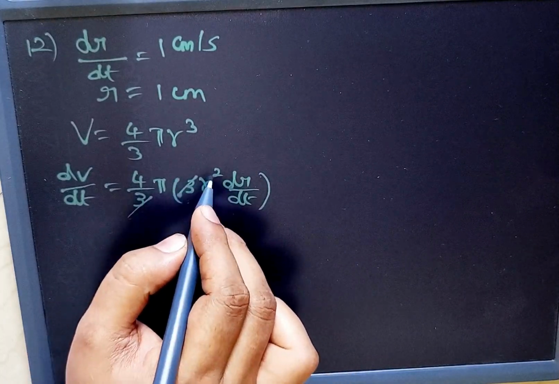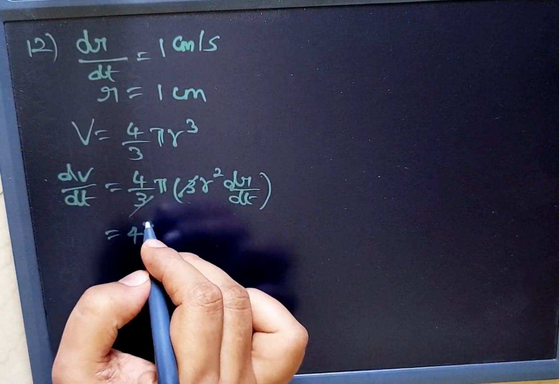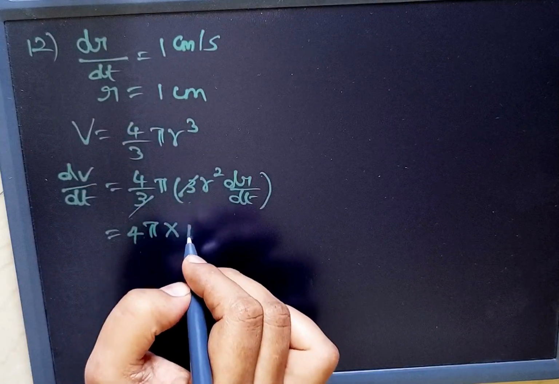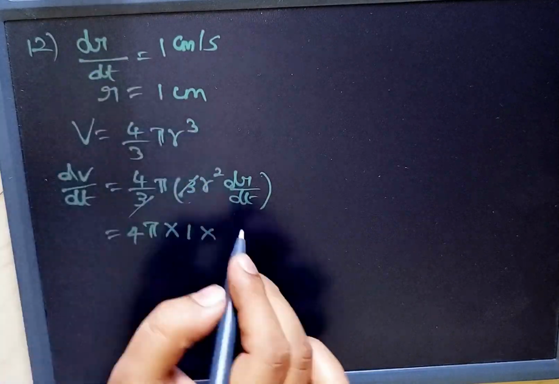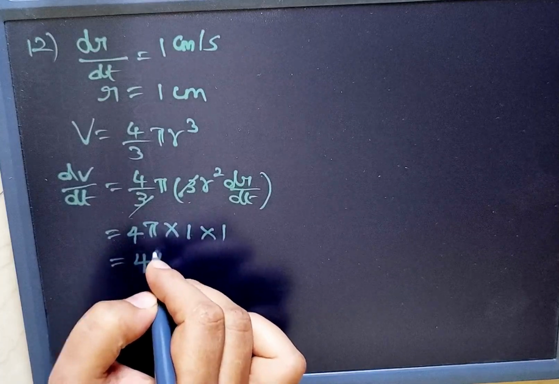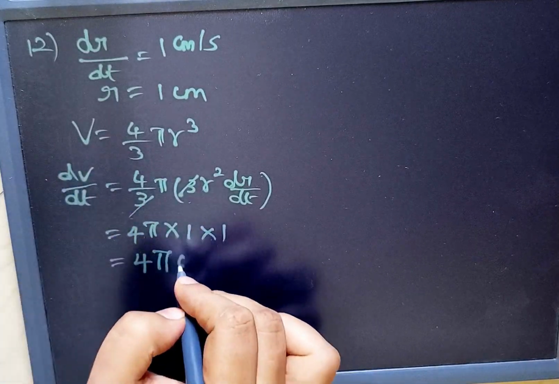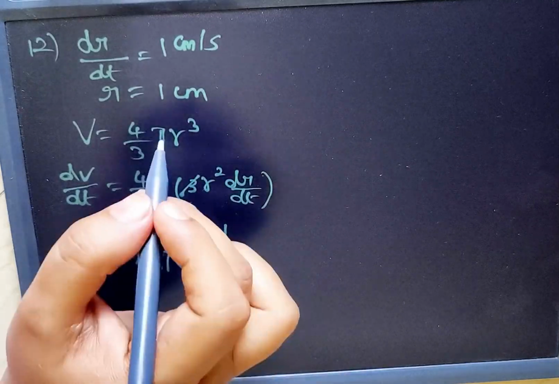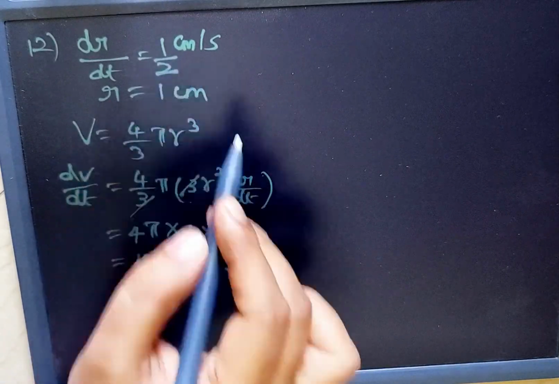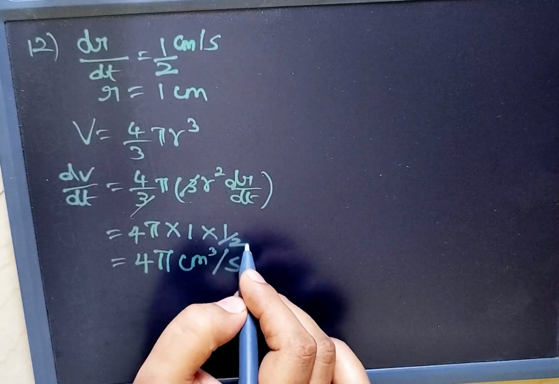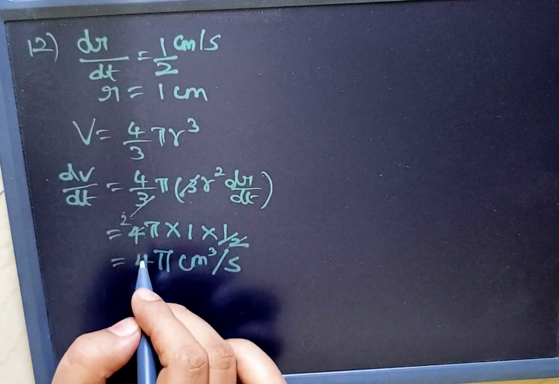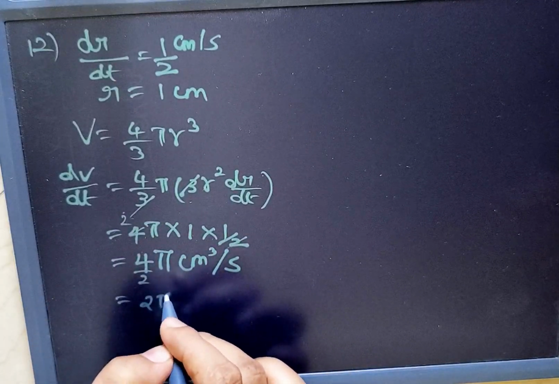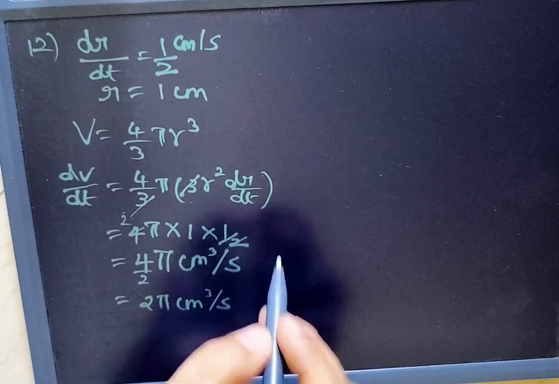Cancelling this 3 and substituting the values. So we get 4 pi into r is 1. So 1 square is 1. dr by dt is also 1. So we get 4 pi. Units will be centimeter cube per second. I'm so sorry. dr by dt is given as 1 by 2. So when we substitute this, we get 1 by 2. 2 and 4 gets cancelled. It is 2 pi centimeter cube per second.